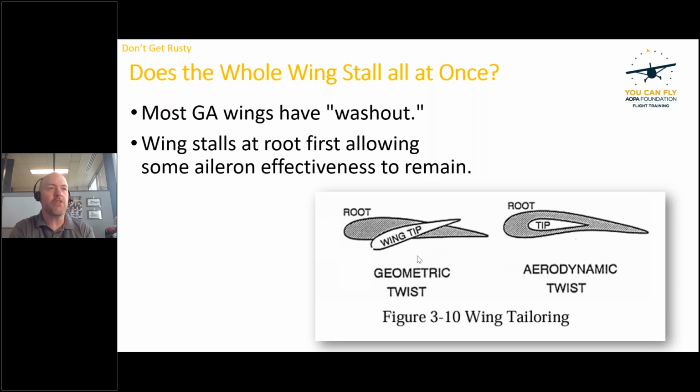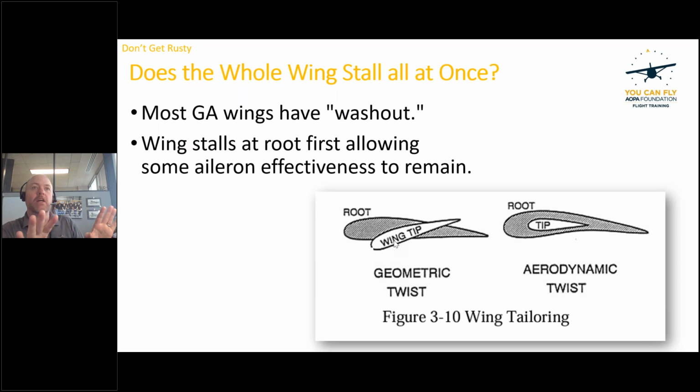So on this washout thing, what it's showing you is that most general aviation aircraft are going to have this kind of twist. And what you'll notice is that the root is at a different angle, the way it's attached to the airplane, than the wingtip. So for any given relative wind, the root is going to end up being at a higher angle of attack than the wingtip, and that is on purpose, because that way when the stall begins to happen, it's going to happen at the root first.